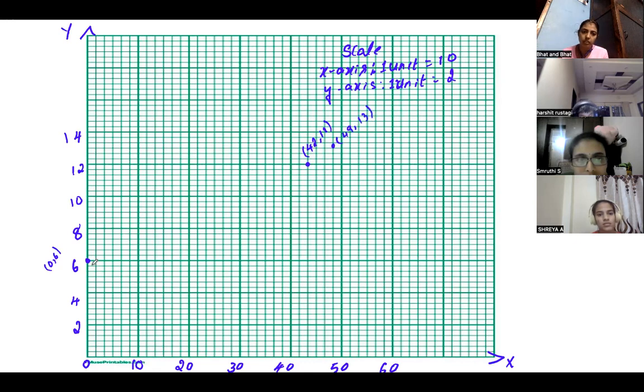Now, by using a scale, you have to join these points. For me, I don't have a scale, so my line has gone somewhere else. I can't draw with the scale.